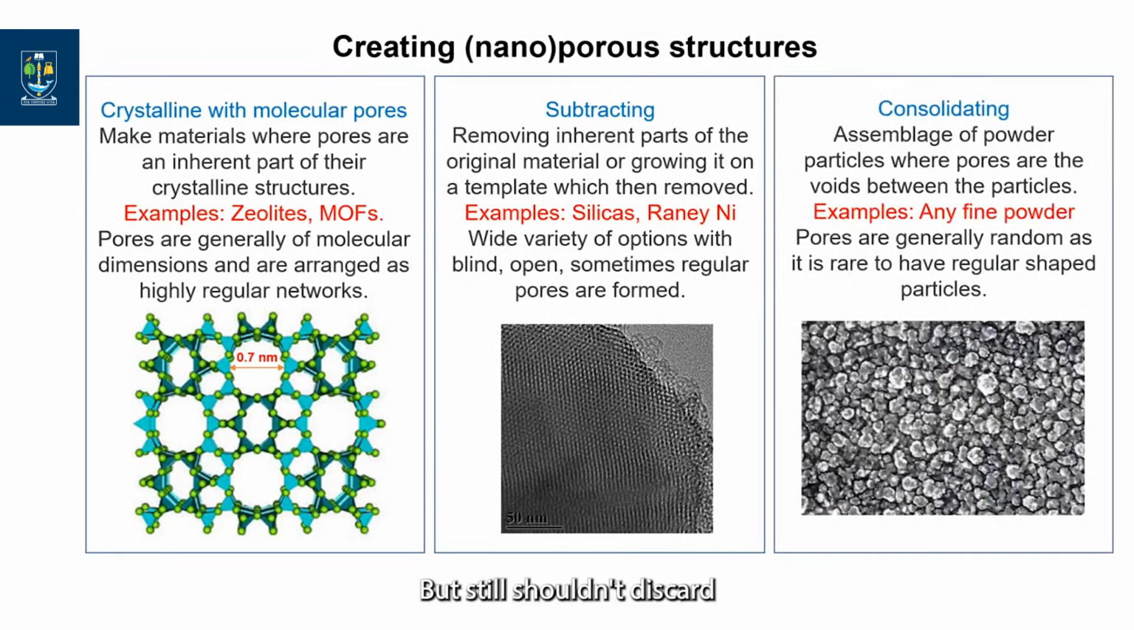We still shouldn't discard the simple assemblage of powders as a way of creating nanoporous materials. And this is our third method. In this case, the pores are just voids between the particles, and although sometimes they can be quite random, like for the material shown in the picture, the particle assemblies have their application in chemistry, especially in heterogeneous catalysis.